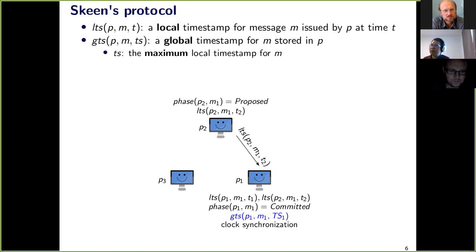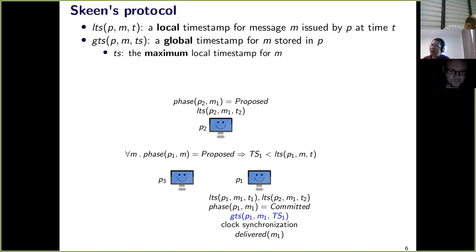And now P2 sends its local timestamp to P1. And after receiving the local timestamp from P2, now P1 has both local timestamps for M1. Then P1 commits message M1 and it calculates the global timestamp for M1. So here we have GTS, P1, M1, TS1. And the global timestamp is the maximum local timestamp for the message. And then P1 synchronizes its clock by using the global timestamp of M1.